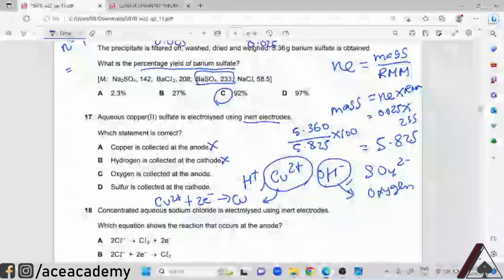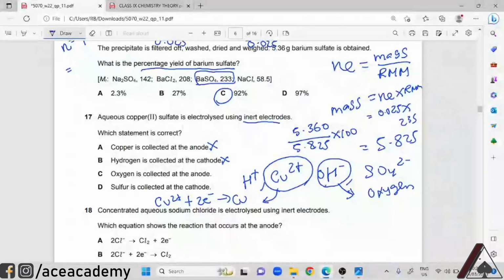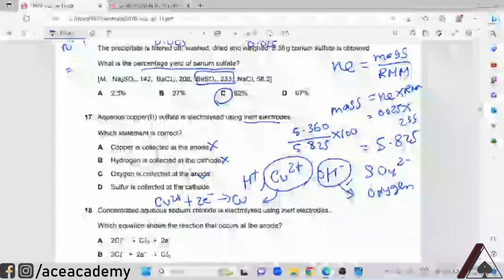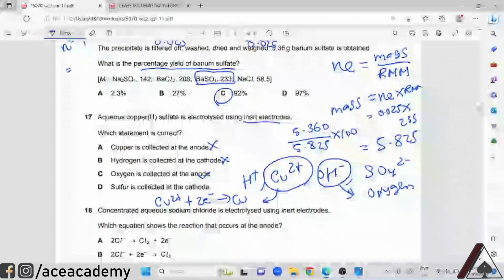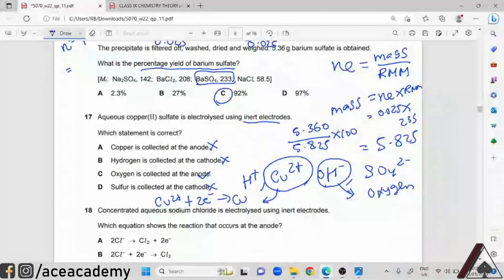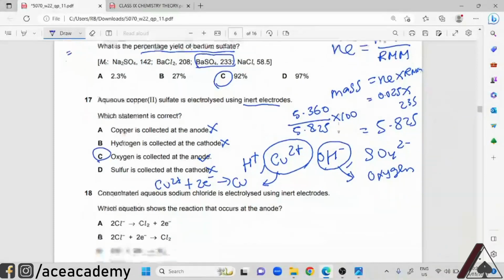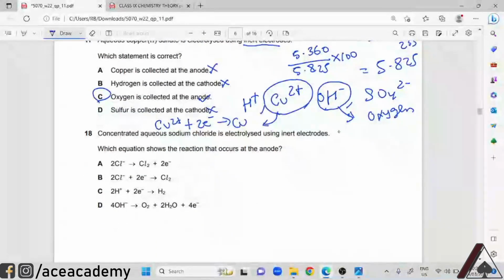Option C says oxygen is collected at the anode. Yes, oxygen is collected at the anode is a correct statement, and sulfur is collected at the cathode is not a correct statement. So option C is the answer. Question number 18 says, concentrated aqueous sodium chloride is electrolyzed using inert electrodes. Which equation shows the reaction that occurs at the anode?